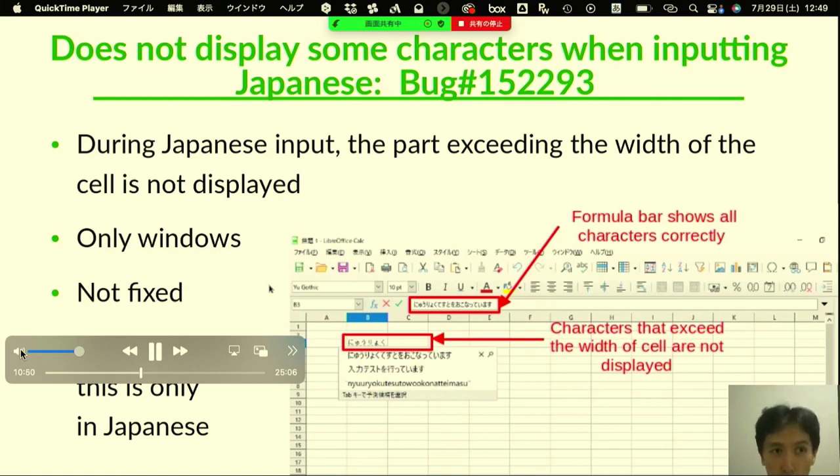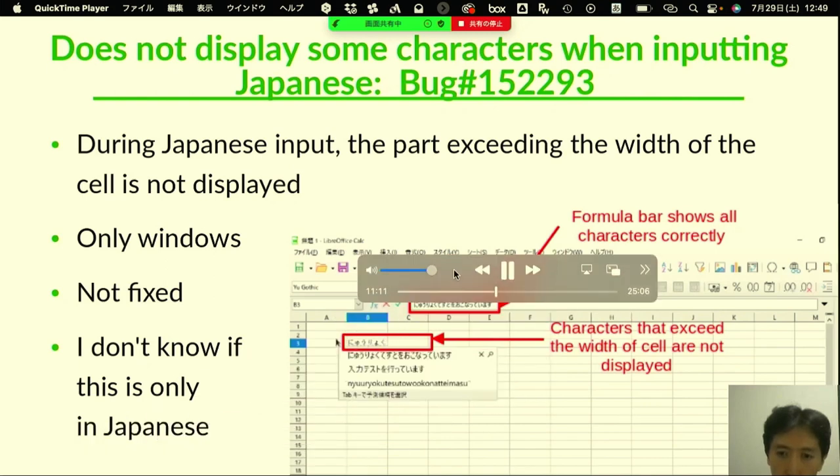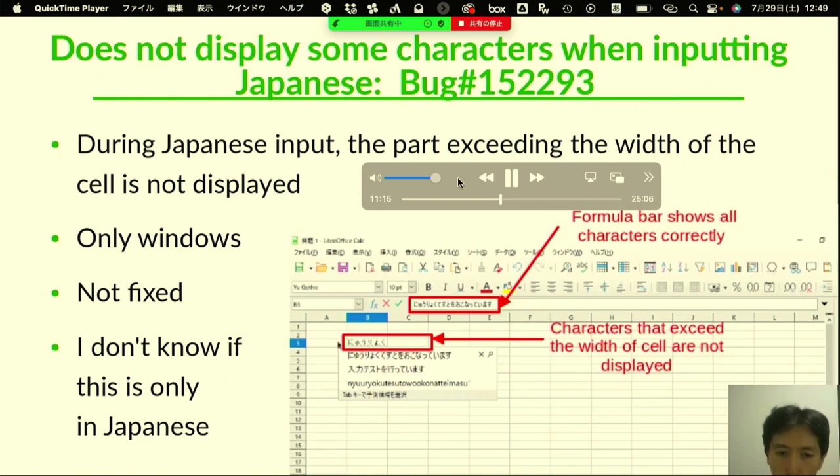Okay. And this case is also Japanese, inputting in Calc. Please check that the formula bar shows all characters correctly, no problem. But the cell characters are not good. It doesn't show everything. And after Enter, it shows only the typing. But it's not fixed now, and it's only on Windows. I don't know if this is only in Japanese. Please check your language.